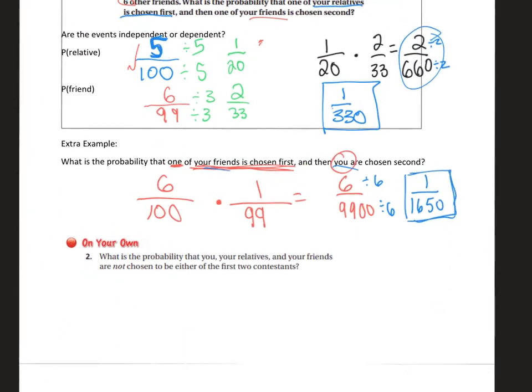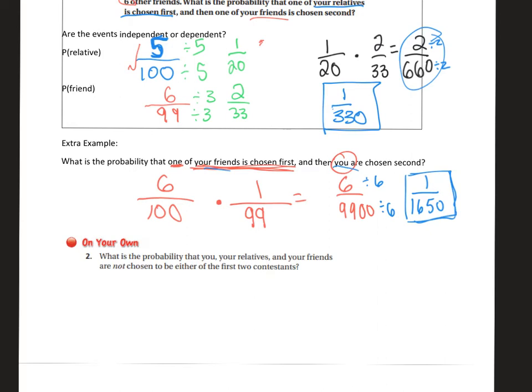Okay, this one is on your own. We have one more example. Follow the pattern that we have done before. Pause the video and see if you can do it. Okay, so let's go over this. It says, what is the probability that you, your relatives, and your friends are not chosen to be either of the first two contestants? So this one actually is a little bit more difficult.